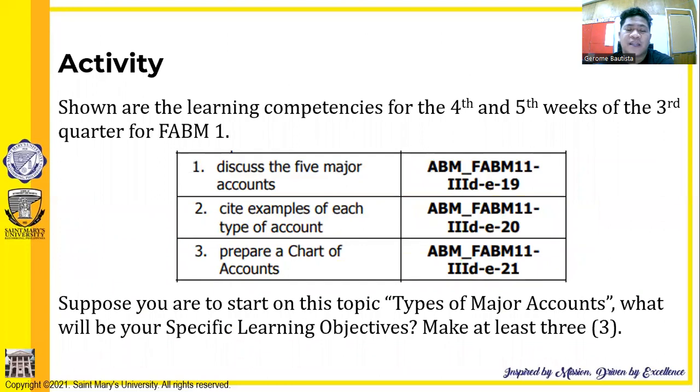So your activity, my dear students, is to write specific learning objectives for the 4th and 5th weeks of the 3rd quarter. So suppose you are to start on this topic, types of major accounts. What will be your specific learning objectives? Make at least 3. Which means you should not repeat what is in these competencies here. You should think of different statements of specific learning objectives. Okay? That is your activity for this lesson.